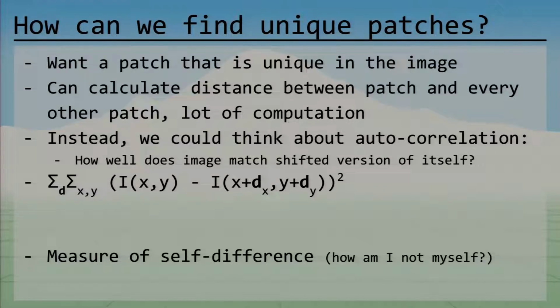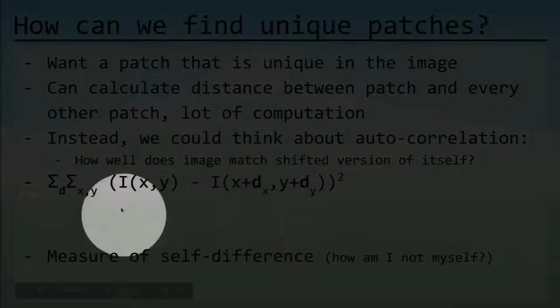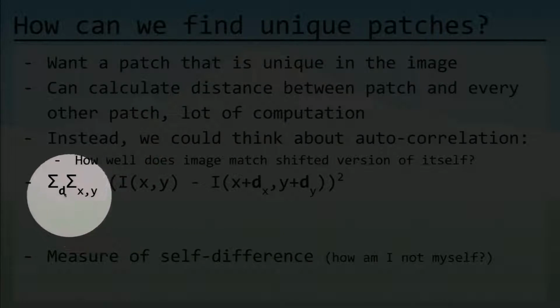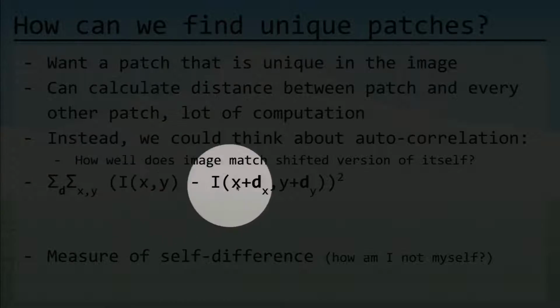So now, instead of this distance function where we're talking about two different image patches, we're just going to calculate the distance with small variations in location between an image and itself.